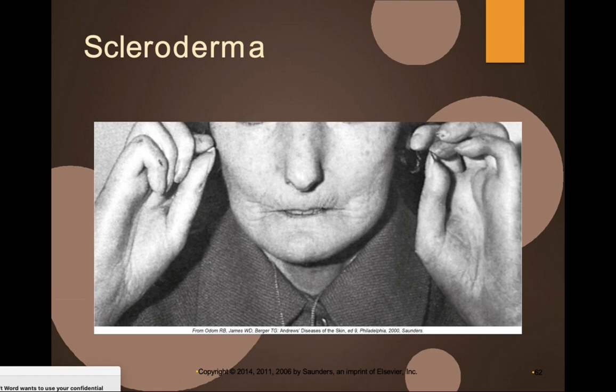So this is a typical appearance if you look at the tapering and the atrophy of the fingers. If you look at the tightening here, the sharpness, the sharp ridges of the nose, and the pulling of the upper lips, this is scleroderma.